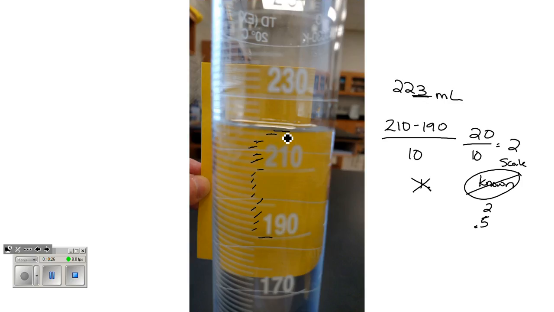So this graduated cylinder, the known value is the tens place, the estimated value is the ones place. So even if you think it's exactly 223 milliliters, you may not write 223.0 because now you've changed the tool. So just be careful with those 2s and those 0.5s.